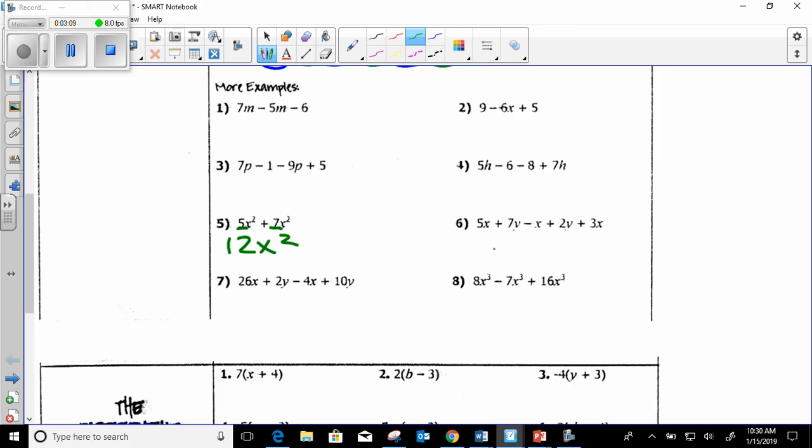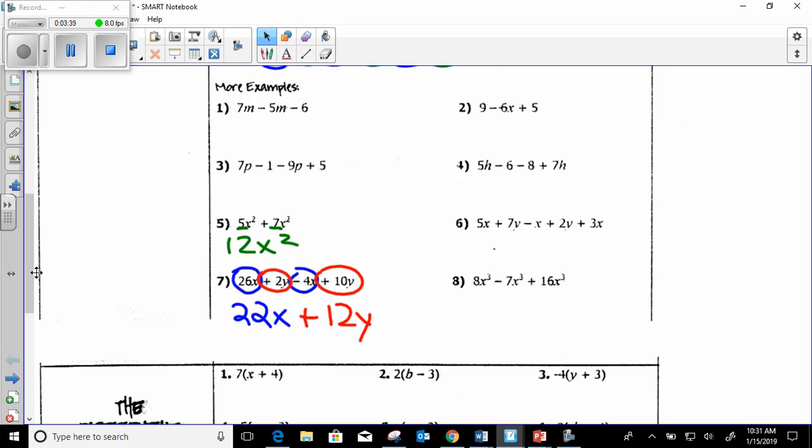Let's go over number 7. So we have our x variables first. So we have a 26x minus 4x. That's going to give me a 22x. Then I have a plus 2y plus a 10y, which gives me a 12y.